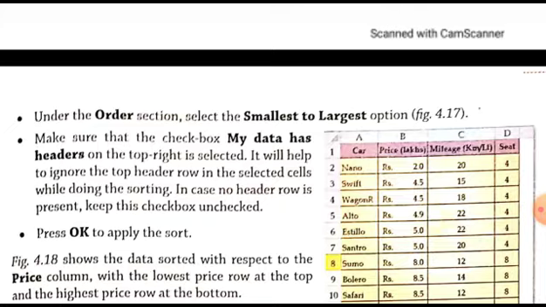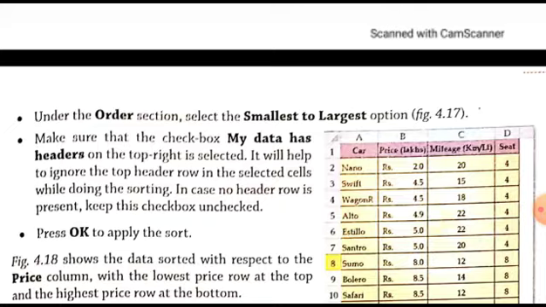Otherwise, what will happen? If the My data has headers checkbox is not selected and you have header rows in that data, then the header rows will also be considered in the sorting. Because of this, the header rows will go to some other position in your sheet based on the sorting, and the meaning and significance of the header rows will be lost.